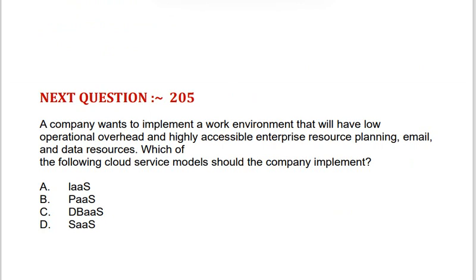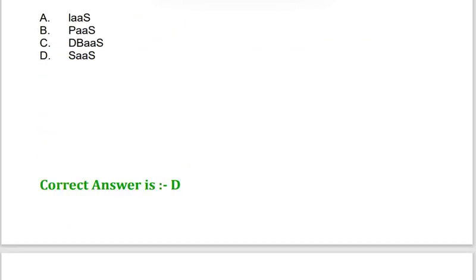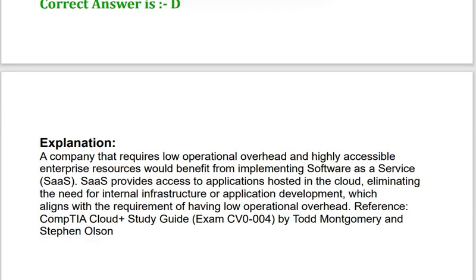Question is, a company wants to implement a work environment that will have low operational overhead and highly accessible enterprise resource planning, email and data resources. Which of the following cloud service models should the company implement? Option A IaaS, Option B PaaS, Option C DBaaS, Option D SaaS. Correct answer is option D.